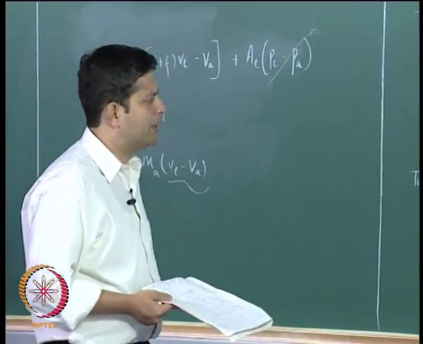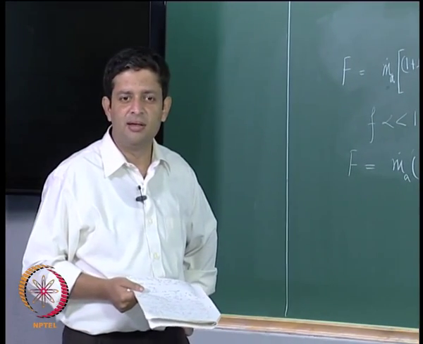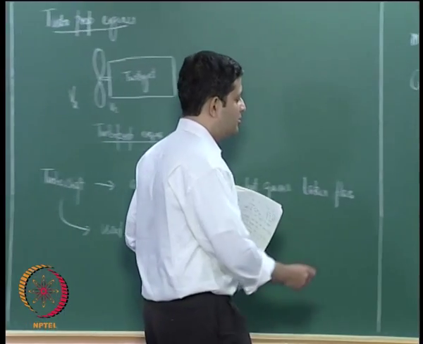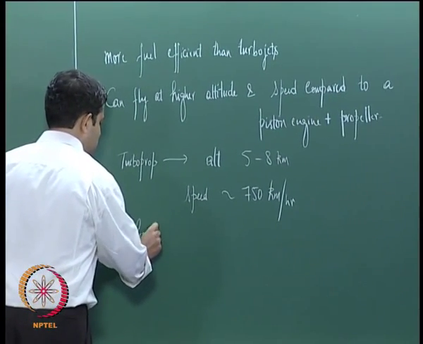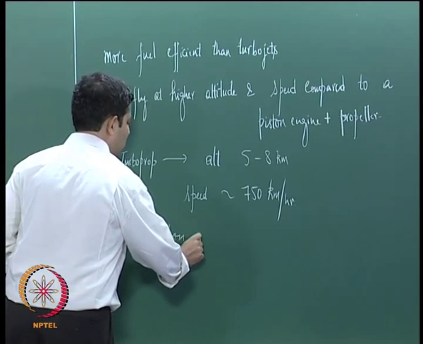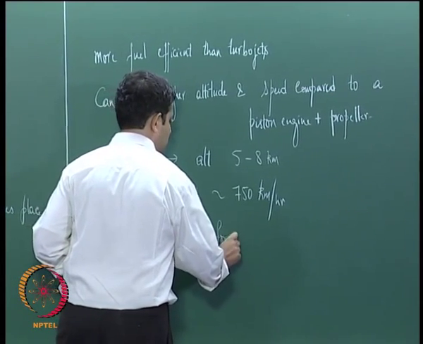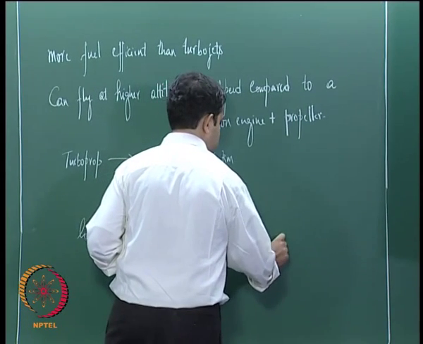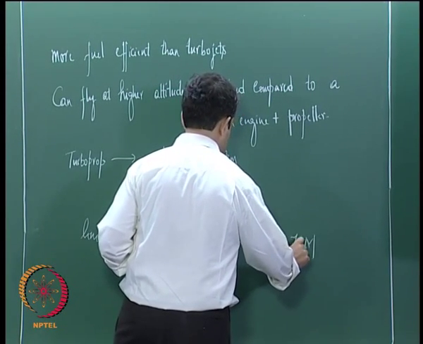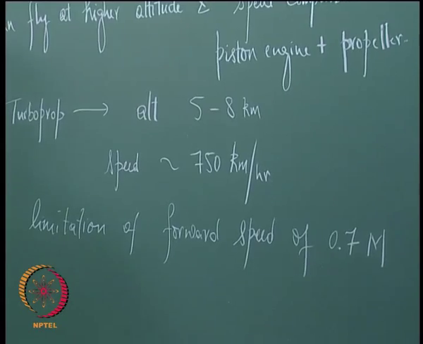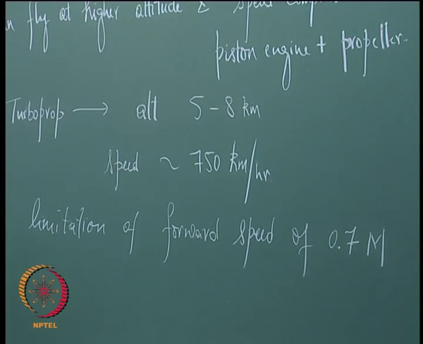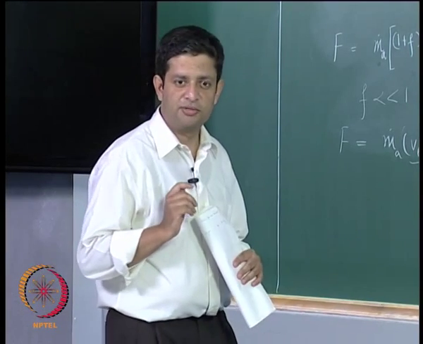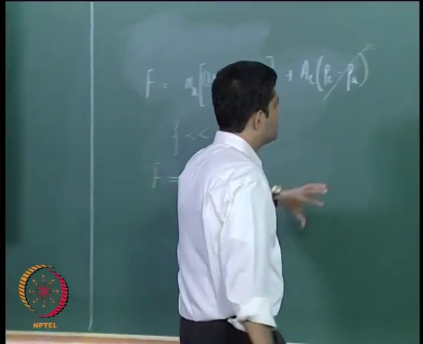But turboprop engines also have a limitation. The limitation is they cannot go beyond a forward speed of something around 0.7 Mach number. Although this is more efficient, there is a limitation that you cannot go beyond 0.7 Mach number. Now, this limitation comes about because of what happens at the fan tip.